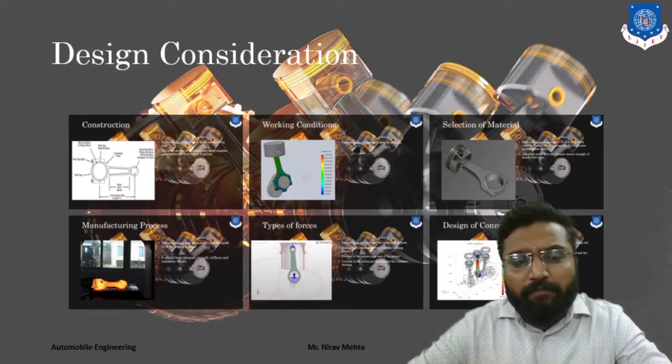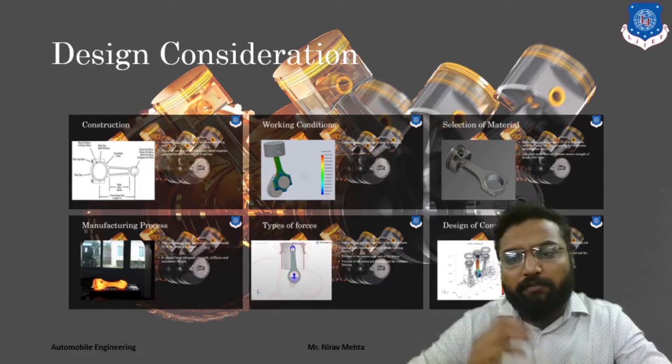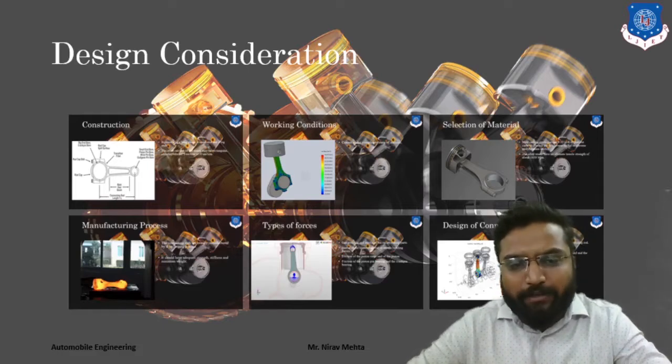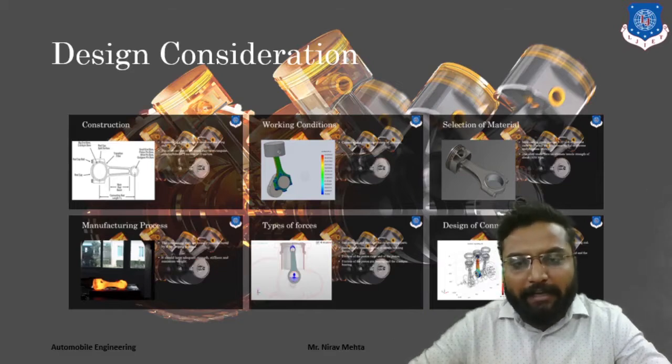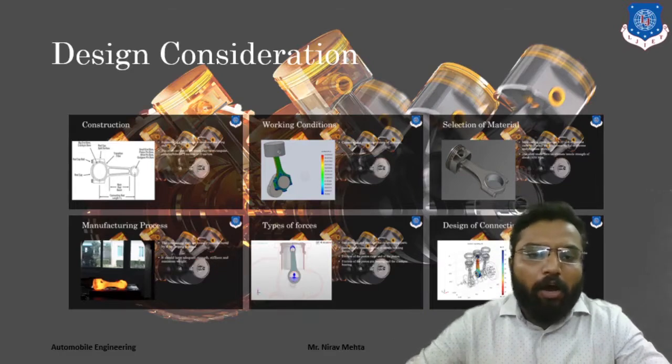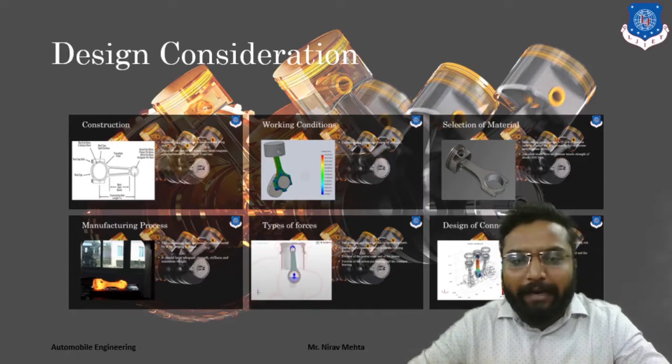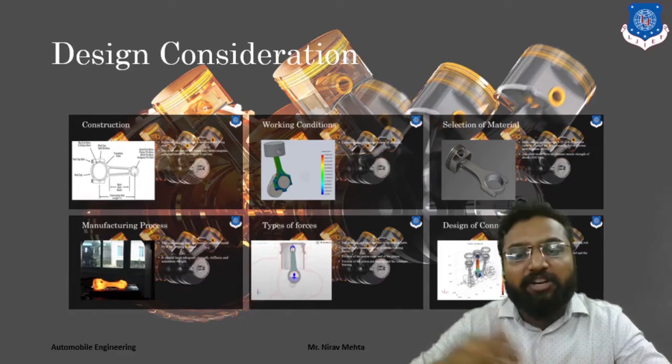In this session we are also going to discuss different aspects of our connecting rod: construction, working conditions, selection of material, manufacturing process, different types of forces acting upon it, and ultimately design of the component or different geometrical aspects of our connecting rod. After this session you will be able to design any connecting rod by following this algorithm or procedure. Before getting into this, you should consider the connecting rod in terms of an automobile connecting rod as well as any machine component, or you can say a mechanical or industrial connecting rod.